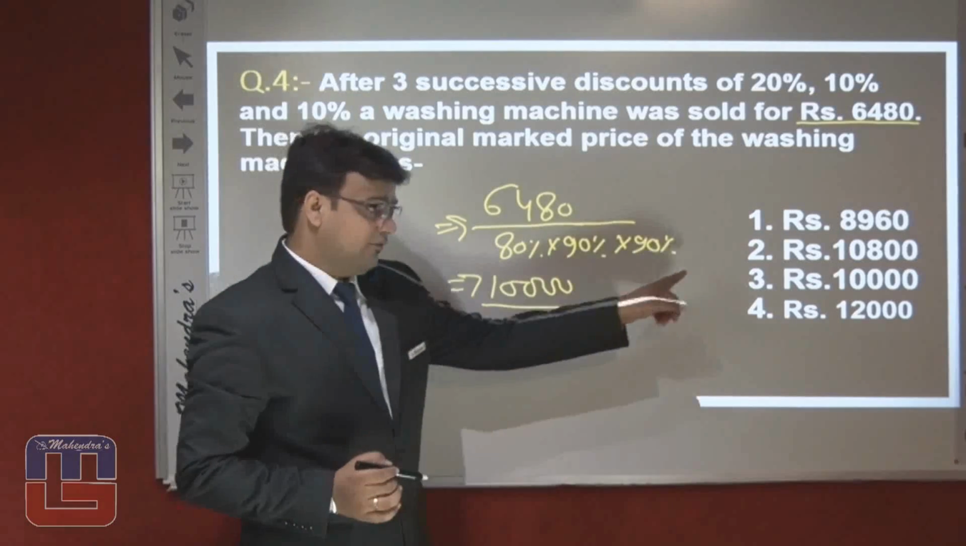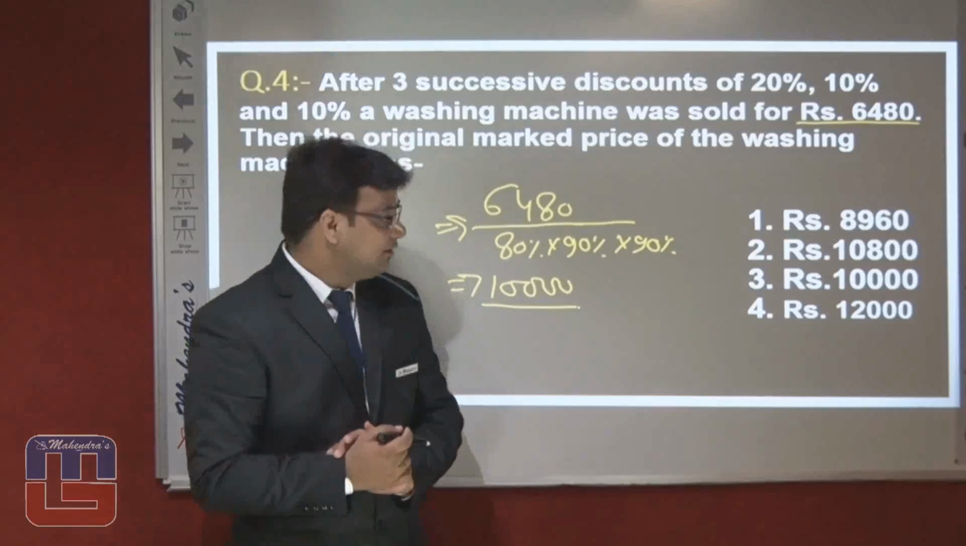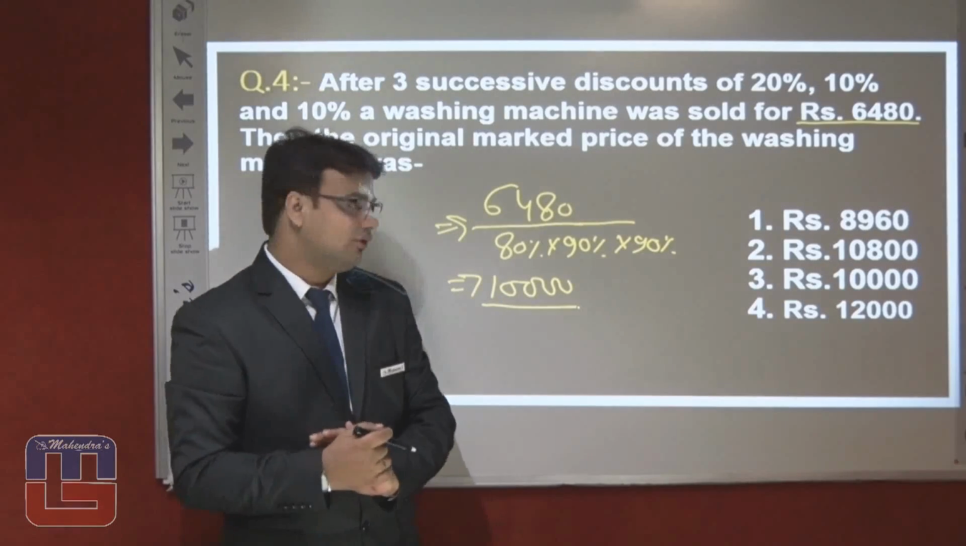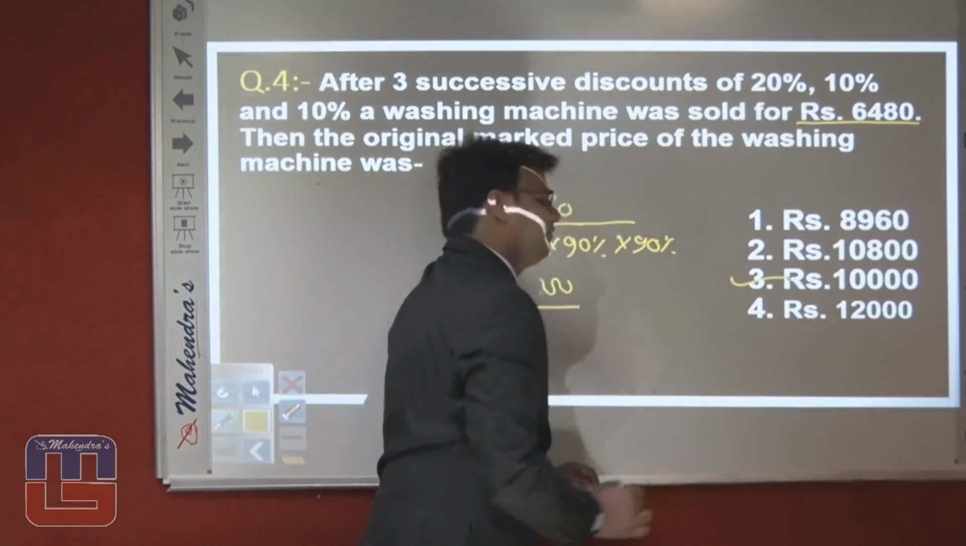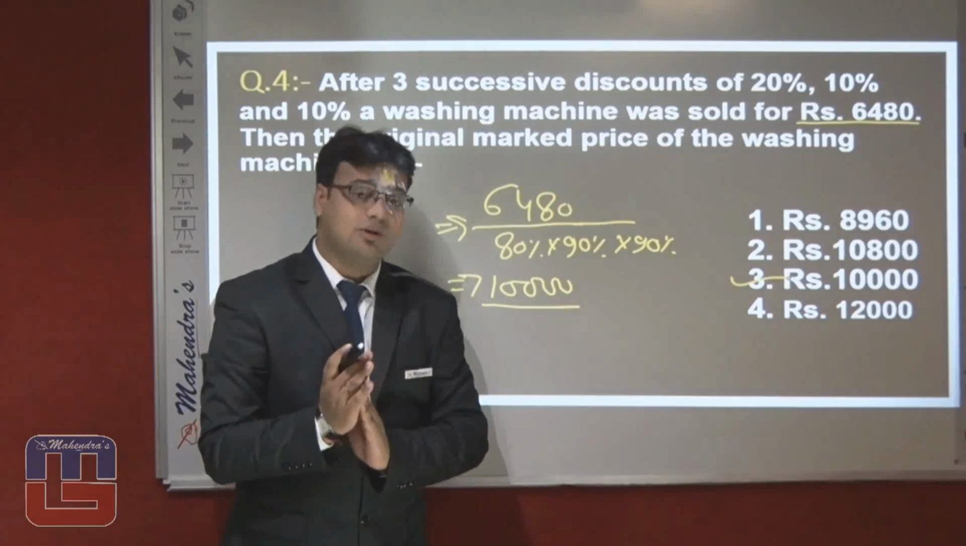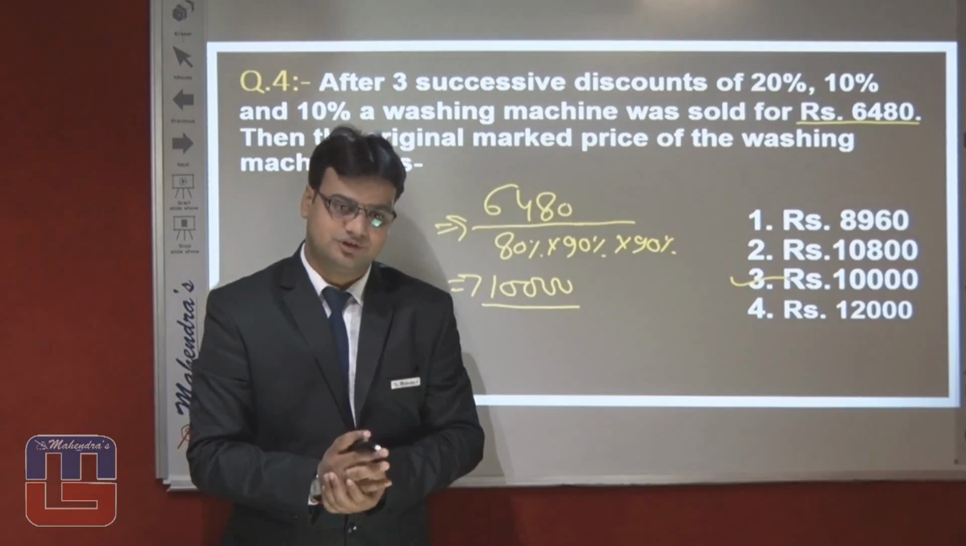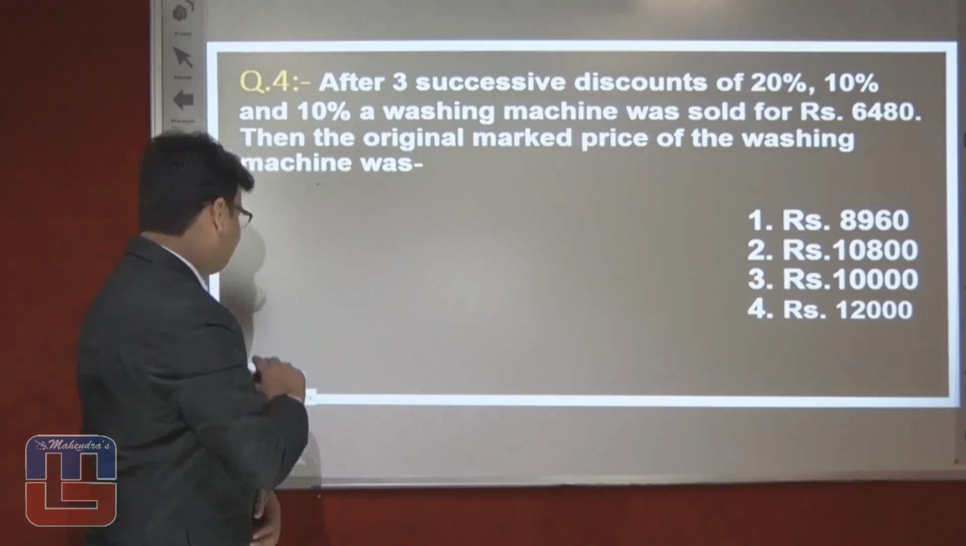Check in which option 10,000. Here see in the third option 10,000. So our correct answer is third. In this way you can solve discount-based questions. Next.